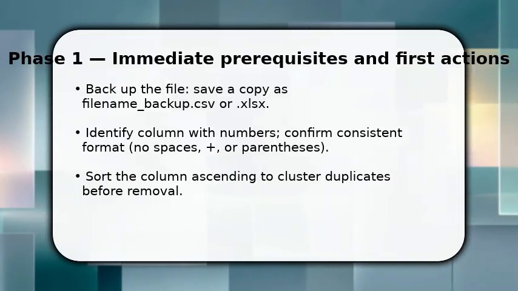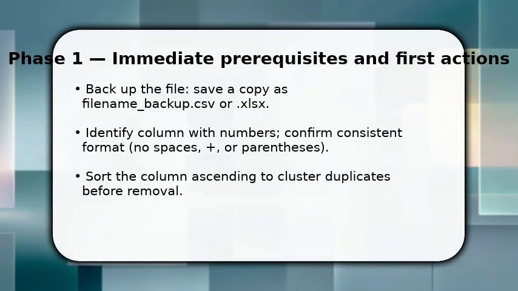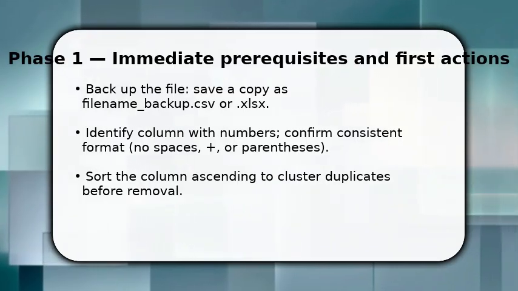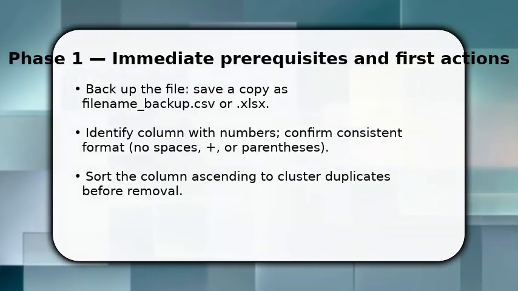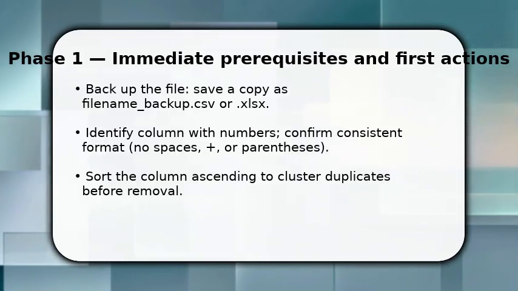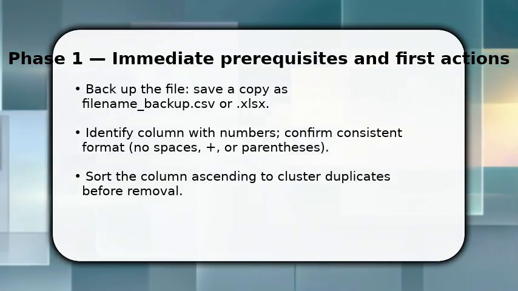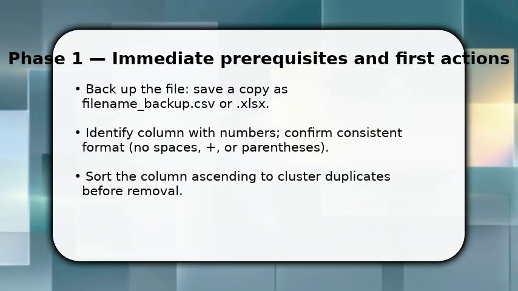You begin by protecting your data. Make a backup copy immediately, because once removed, changes can be hard to undo. Next, confirm which column holds the numbers and normalize formatting. Remove spaces, leading plus signs, or parentheses so values match. Then sort that column ascending. This groups duplicates together and speeds detection.